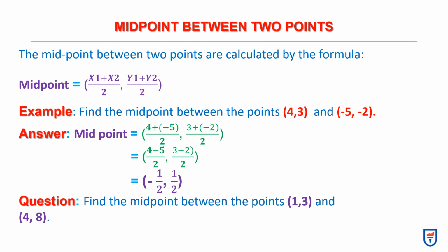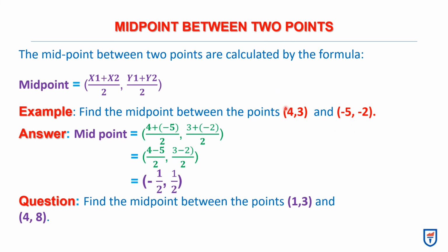Let's look at how to calculate the midpoint between 2 points. The midpoint between 2 points is calculated by the formula: midpoint is equal to (x1 plus x2) divided by 2, (y1 plus y2) divided by 2. The midpoint is the coordinate that is in the middle of the 2 points. For example, the question is saying find the midpoint between the points (4, 3) and (-5, -2).